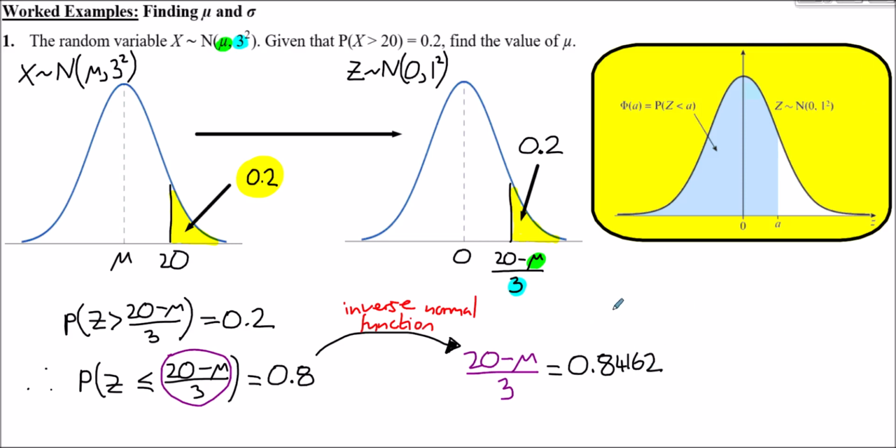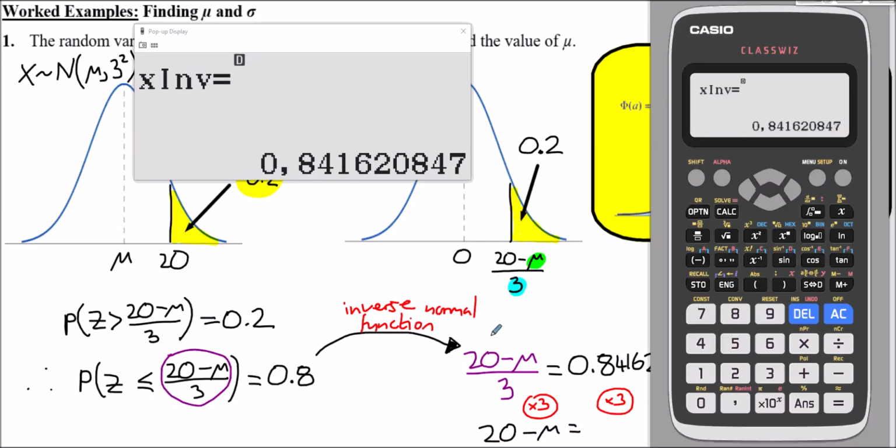So now we can solve this fairly easily, to be honest. This is like a GCSE question now. We've done all the hard work. So we need to have mu on its own. And so what we can do is multiply both sides by 3. We then get that 20 minus mu is this value here multiplied by 3.